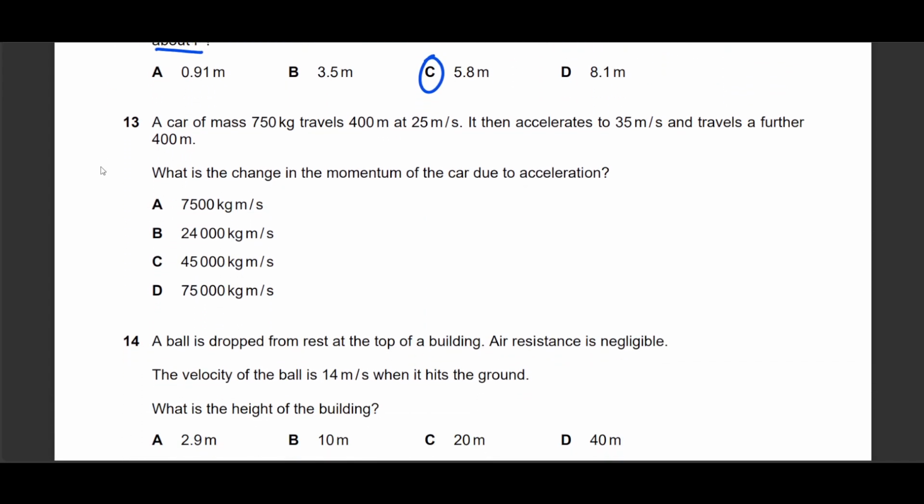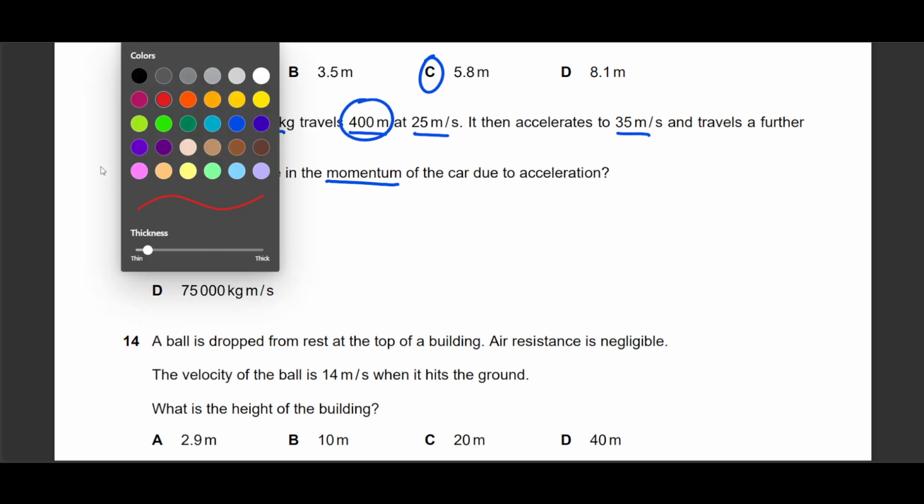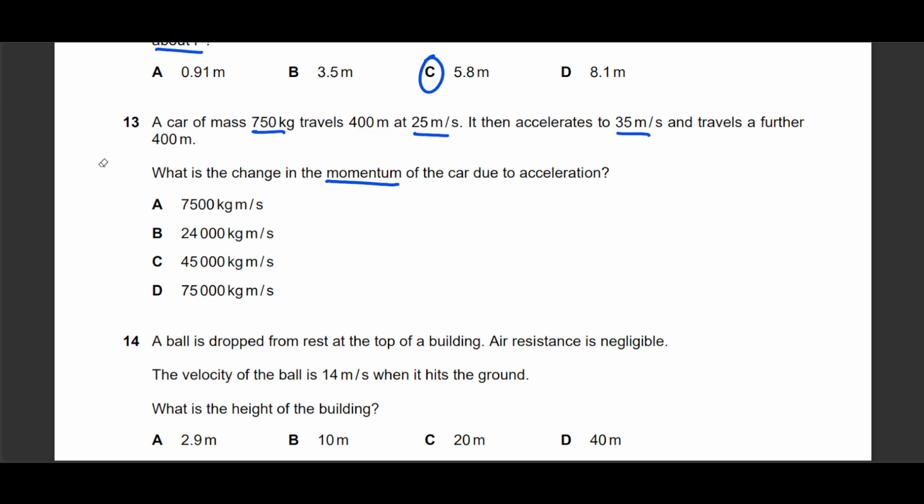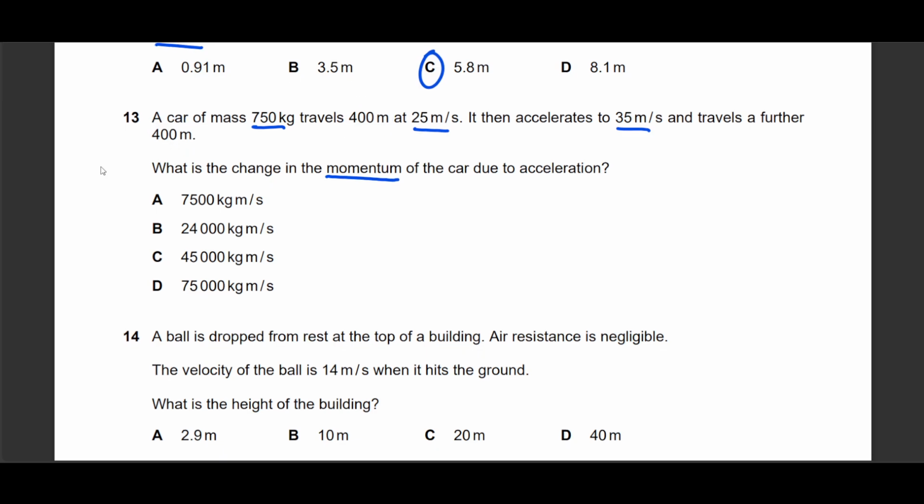The next question is question number 13 from the chapter of momentum. He says the mass is this. It travels 400 meters at a speed of this, then accelerates to 35 meters per second, travels a further 400 meters. He says a change in momentum. Is this distance or the distance covered relevant to this question? It's not. This value has only been given to you to confuse you. Okay? Now we understand that the momentum formula only involves mass and velocity. If you're looking for change in momentum, that would be final momentum minus the initial momentum. Since the mass is not changing, we can take mass common on the outside, and this becomes V minus U.